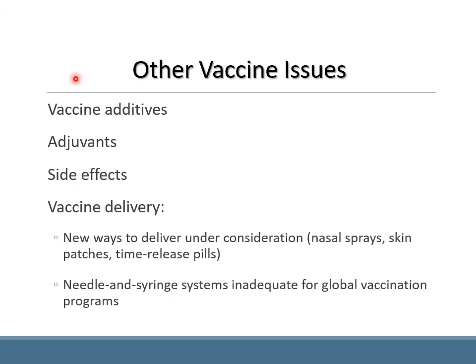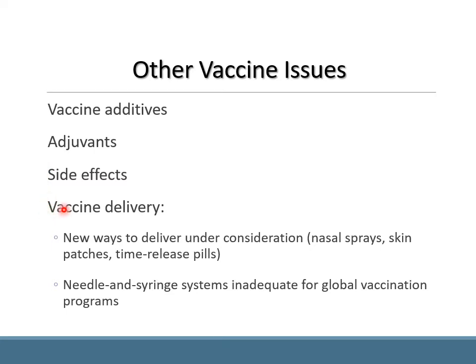Other vaccine issues. Vaccine additives. Are there things we can add to vaccines to stimulate an even greater immune response? Adjuvants sometimes serve this purpose as well, so developing different types of safe adjuvants. Minimizing side effects. With any therapeutic, there are side effects, so we want to make these as rare as possible.